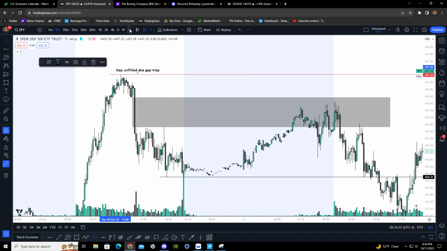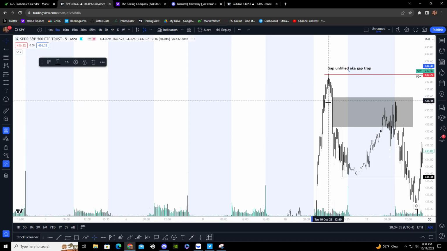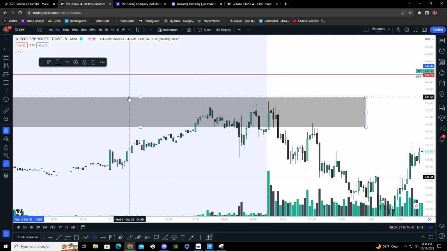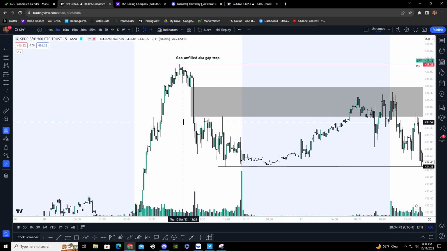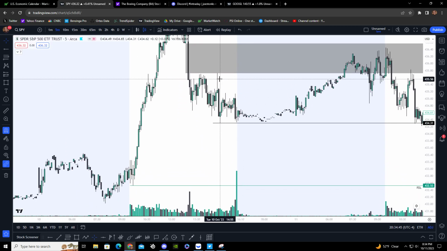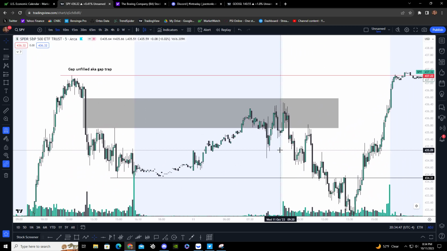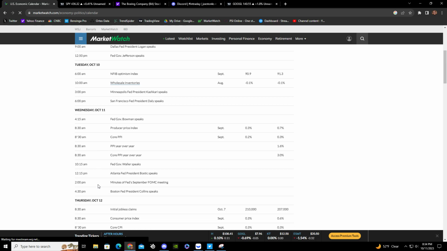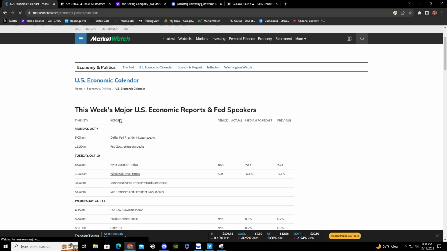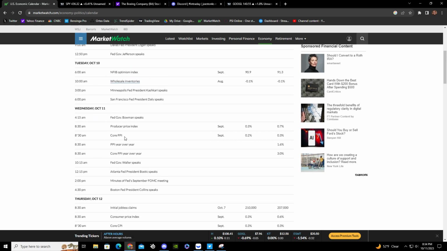Call buyers are trapped because they try to front run that gap and the entirety of the gap fill, and then boom, we get this nasty sell-off into the PM session from yesterday, and then we kind of just base there, create lower highs and follow suit with structure. We had PPI data this morning. Here was the economic calendar for the day. We had PPI data at 8:30 this morning.